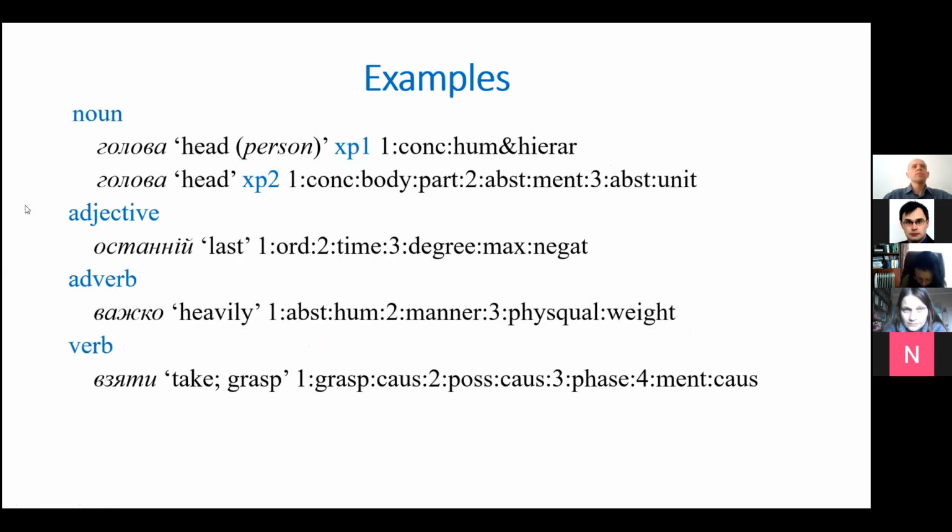Here are a few examples for different parts of speech. I'd like to point out that we have homonyms here for holova. XP1 indicates the morphological homonym, referring to the person, like the head of an organization. And XP2 refers to all inanimate senses. And in the USL, as you can see, it has 3 senses. So the numbers indicate different senses. And then what follows here, the sequence of tags, describes each sense. So the first inanimate sense is a body part. And the second one is an abstract meaning referring to the mental domain, and so on.